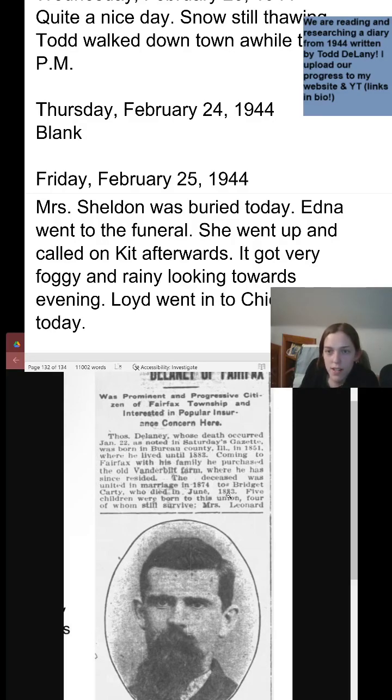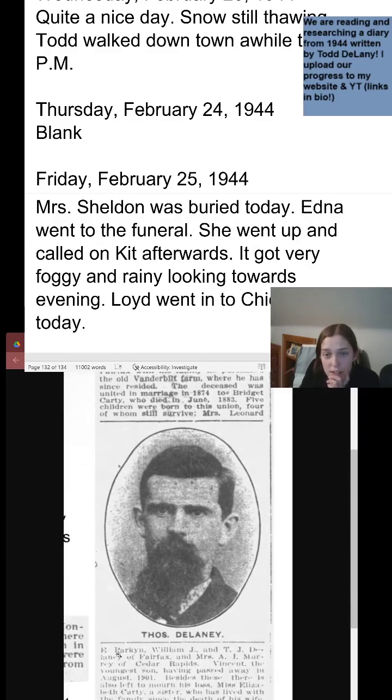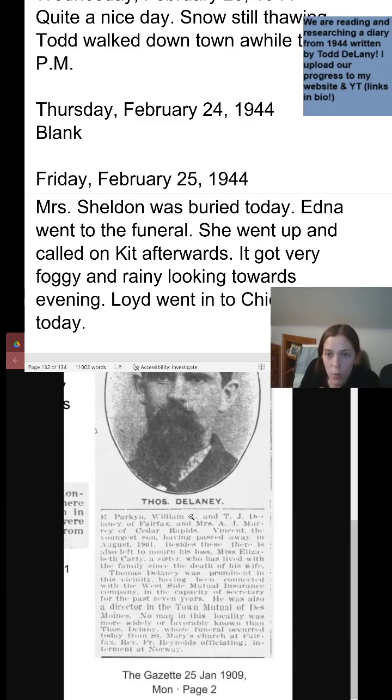Oh, that's sad. So, Todd's mom died when he was only about 2 years old. 5 children were born to this union, 4 of whom still survive. Mrs. Leonard Parkin. Oh, and so that's Leo. That's his wife. Well, Leo is her husband. William J. and T.J. Delaney, that's Todd. That's the one we're reading, of Fairfax, and Mrs. A.I. Murray. Oh, yep, Murray. That name comes up a lot. Of Cedar Rapids. Vincent, the youngest son, having passed away in August 1901. That's sad.